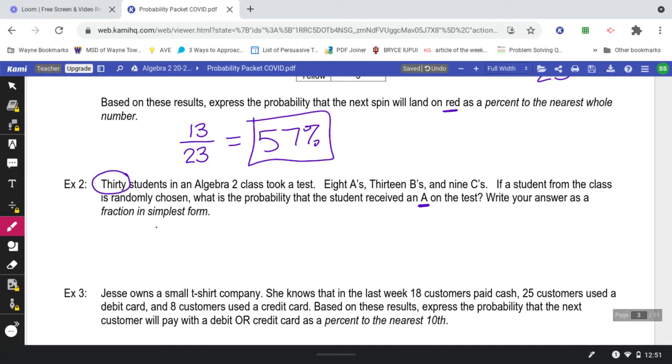How many people got an A? 8 people got an A. Divided by the 30 total people. Write your answer as a fraction in simplest form. 8 over 30 is a fraction that we can reduce. I know both of these can be divided by 2, giving me 4 over 15. And that's as far down as I can reduce.